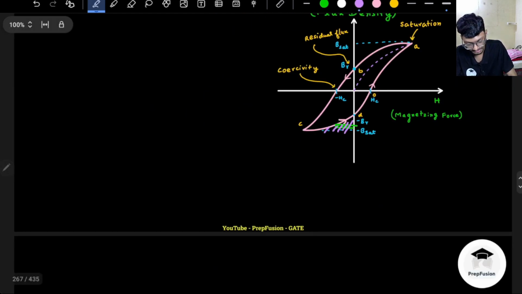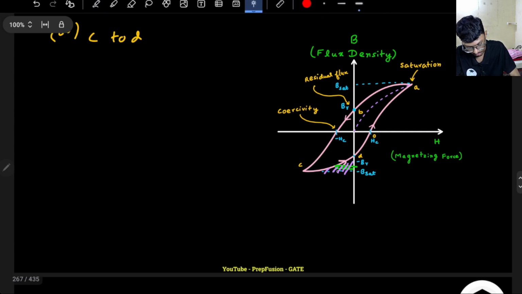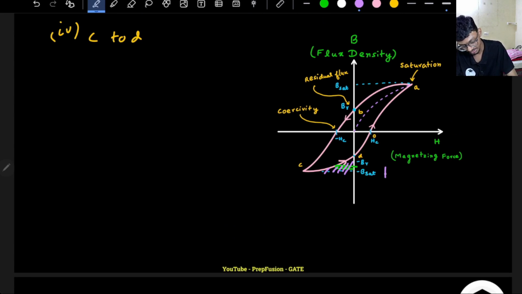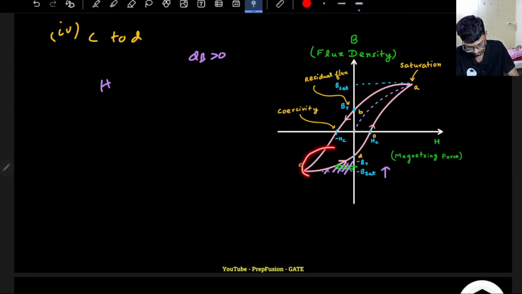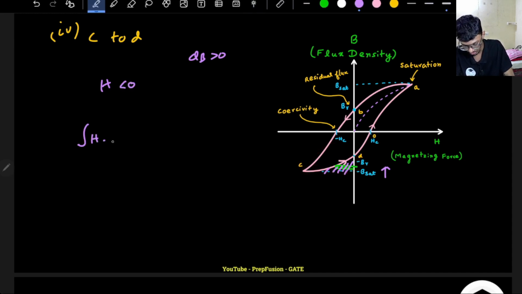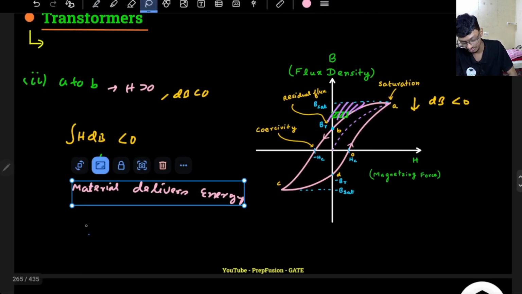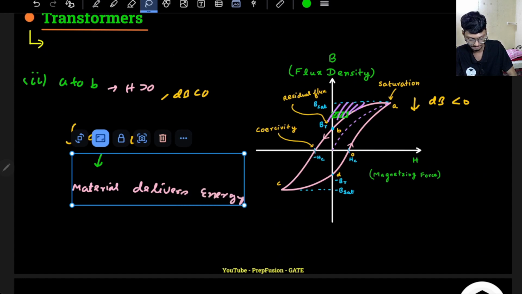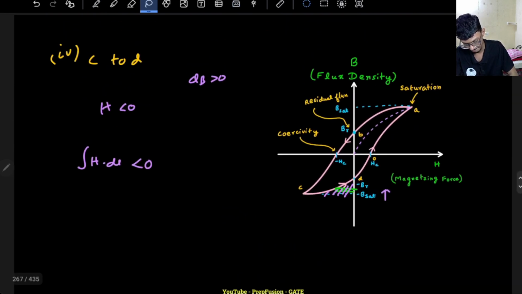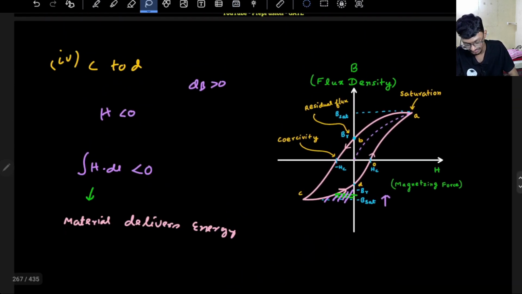And if this is my desired area, what is happening to dB? If you see, I am moving from here to here, that means I am going upwards. That means my flux density is increasing, so my dB will be greater than 0. H, again I am lying in this region only, that is the left hand side of the y axis. So H is negative, so the integration of H dot dl will again be negative. Same thing that happened in the second point, the material delivers the power. How does it deliver? Because it has some residual flux. That's how it delivers the power. Okay, so the material delivers the power.